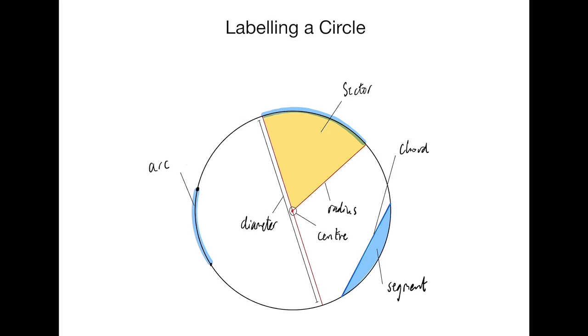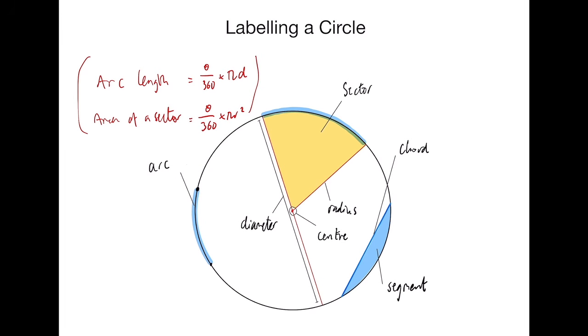And a lot of you should be familiar with calculating arc length and area of a sector, which is simply the circumference of the circle multiplied by the angle over 360, and also angle over 360 times by pi r squared. So remember these as well if you don't know them already.